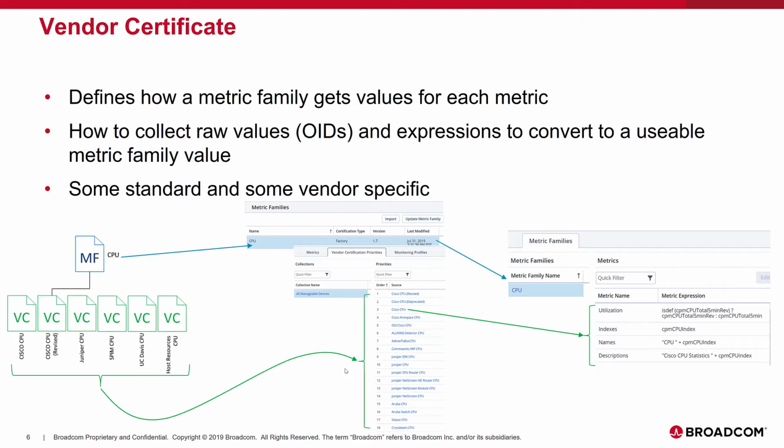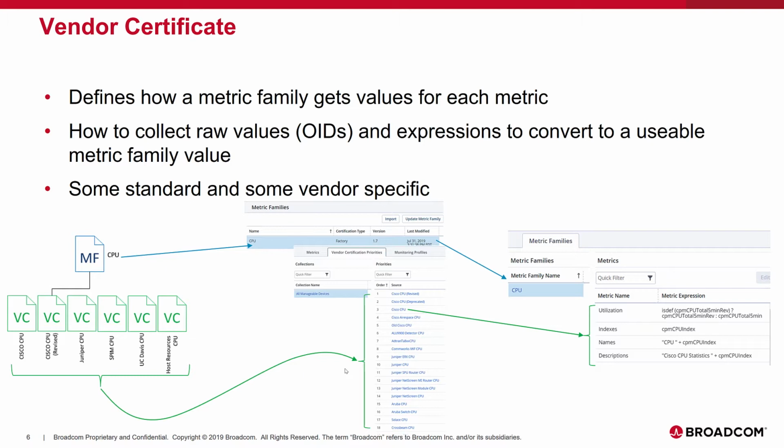So there are expressions within a vendor certification. There's a section that defines all the OIDs that we're going to poll, and then there's a section where there are expressions that map the metric family metric to the OID that we have just polled. And you can do any sort of expressions against those OIDs, take multiple OIDs, have certain if-else-then conditions, and any sort of mathematical equations. So all that's available within the vendor certification.